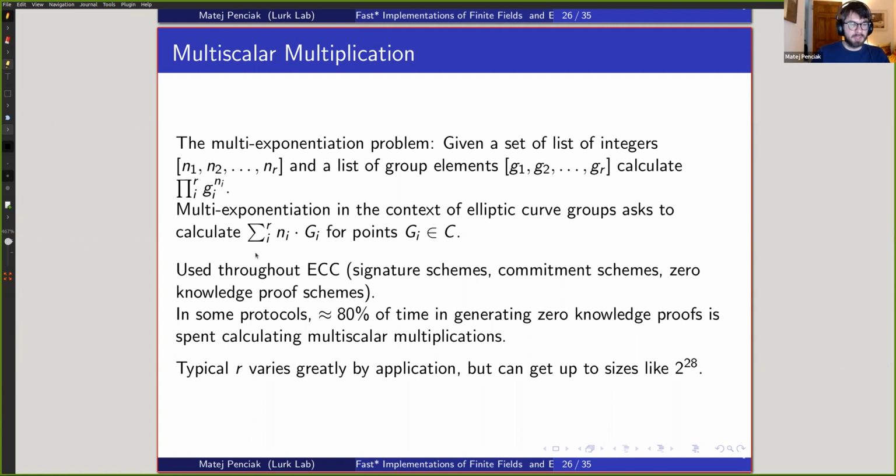Where multiscalar multiplication in this case is the problem of calculating the sum of n_i g_i for points g_i and numbers n_i in your elliptic curve.